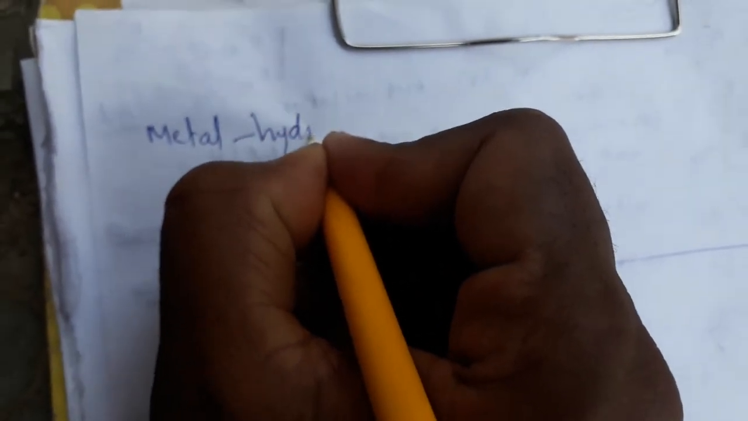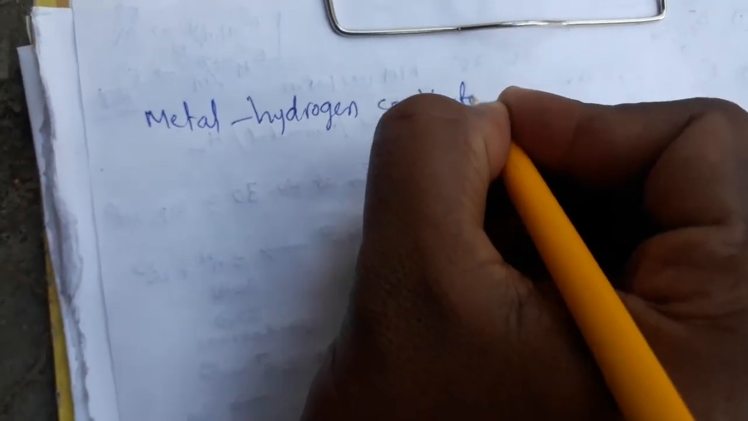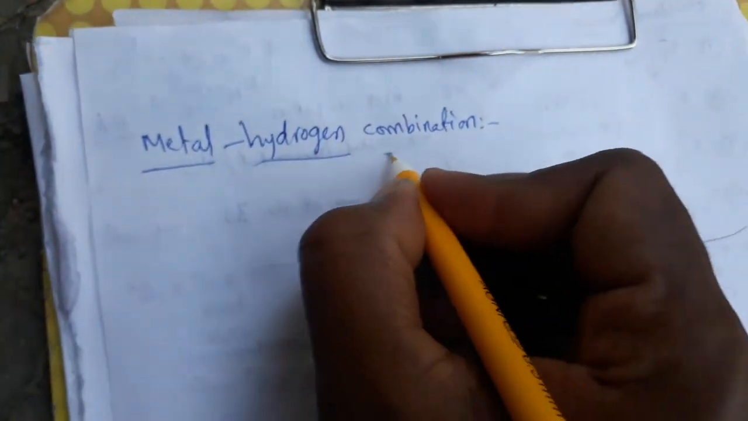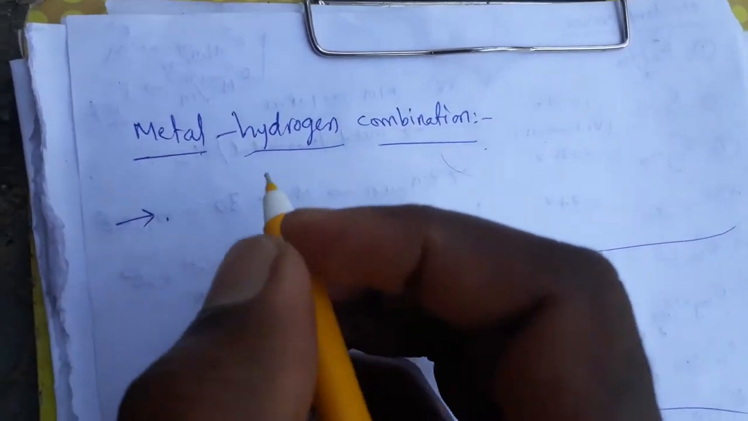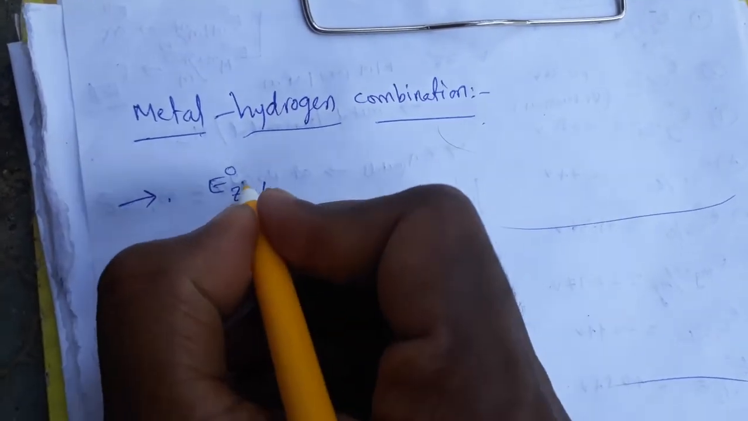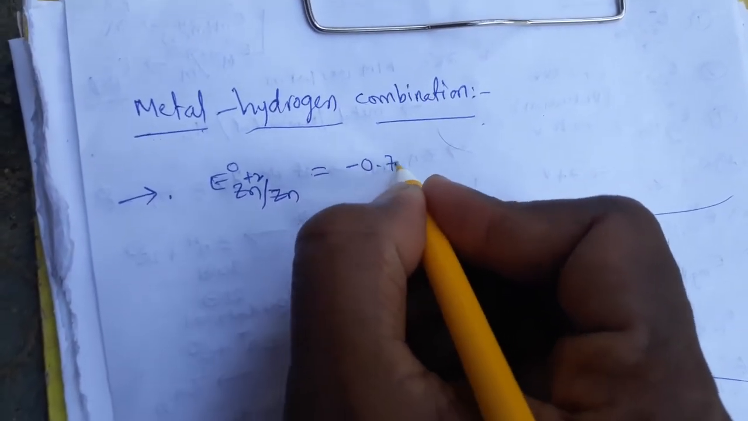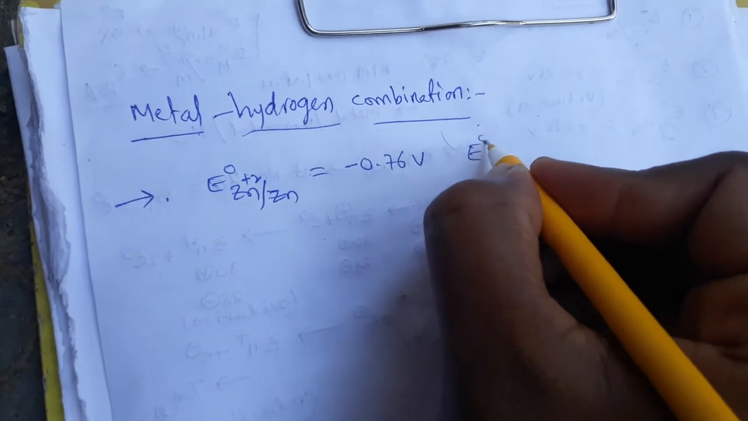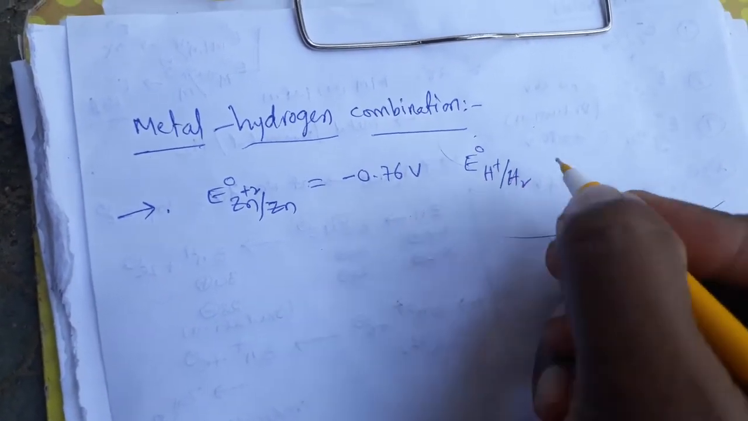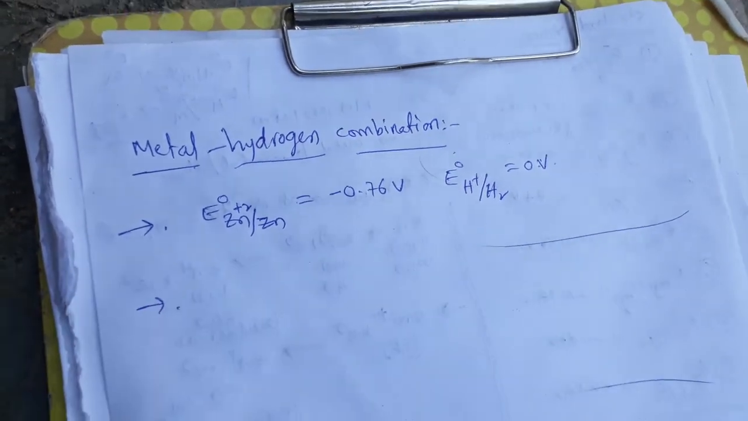Next thing is the metal hydrogen combination. So the first combination was the metal combination, and the second thing is the metal hydrogen combination. If you see the metal hydrogen combination, first you take the E naught of zinc. The reduction potential of zinc 2+ to zinc is -0.76 volt, and E naught of H+ by H2 is zero volt.